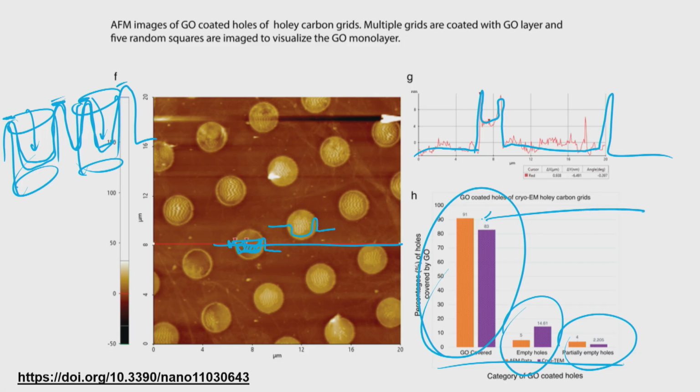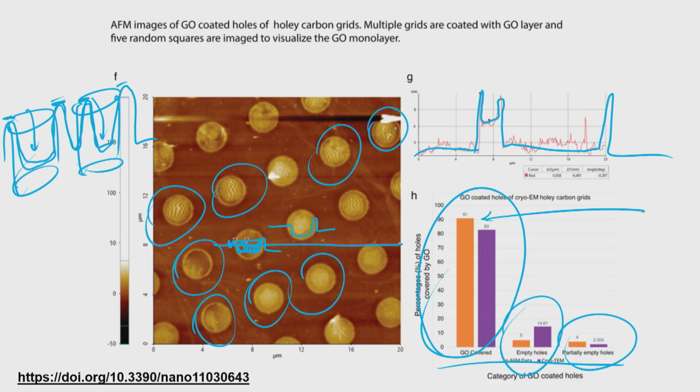We can see almost 90% of holes are coated with graphene oxide. Those are all coated for the imaging. There will be some holes like this that are partially coated with graphene oxide, or this may be problematic. Those kinds of holes we just do not consider.